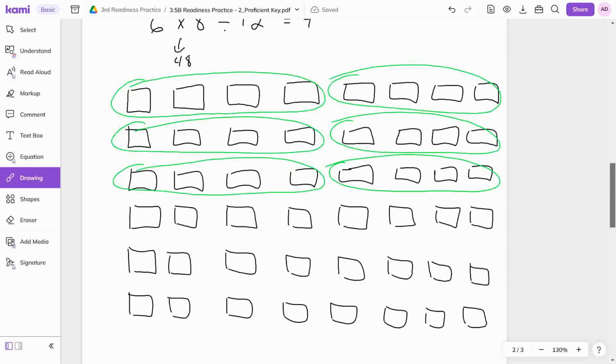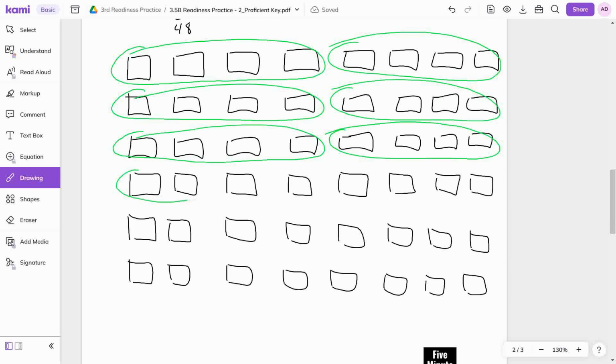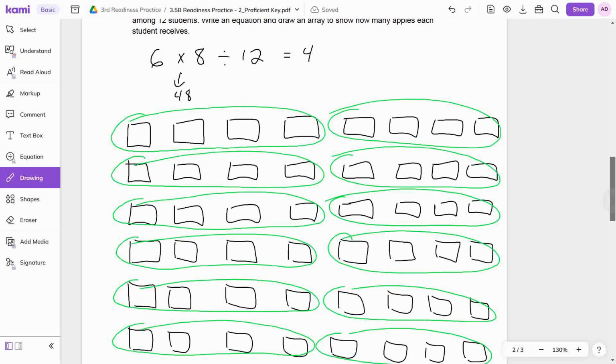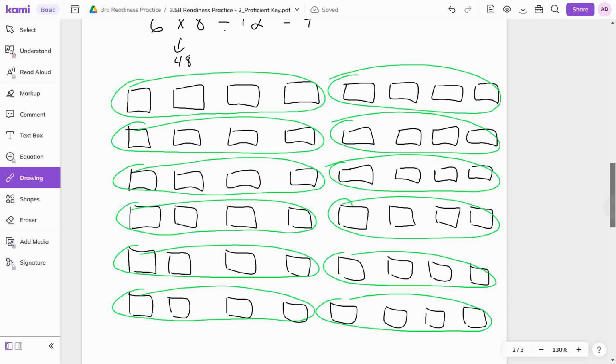So now I've split the 3 bags between 6 students. Now 4 bags among 8 students, 5 bags among 10 students, and now I've got my 6 bags among 12 students, and each student gets 4. There's 4 in each group, so that 6 times 8 divided by 12 is going to equal 4.